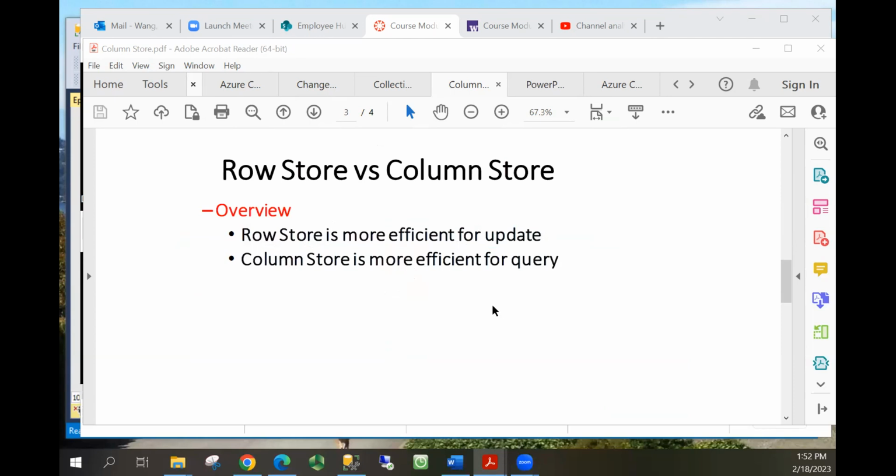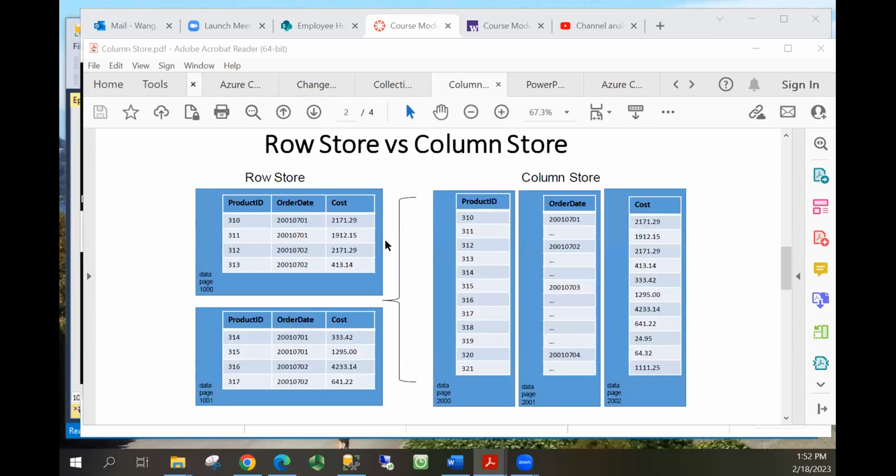Why? I think that's a fundamental question. Why are they more efficient? Why is one more efficient than the other for some type of use cases? Why?